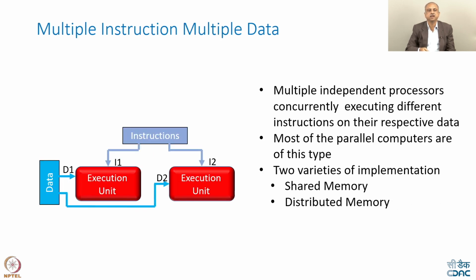The last variety is multiple instruction, multiple data. Here, as you can see, the two execution units you have, they have independent instruction streams and independent data streams.